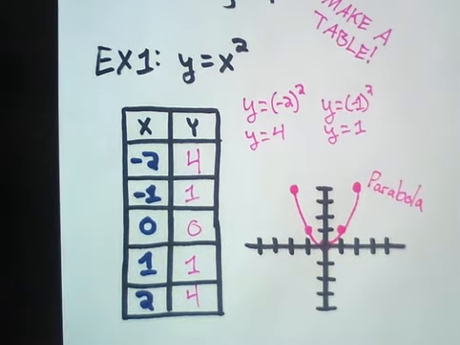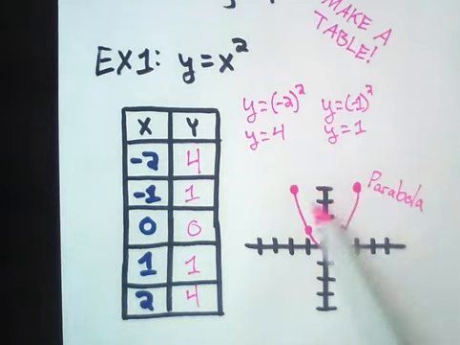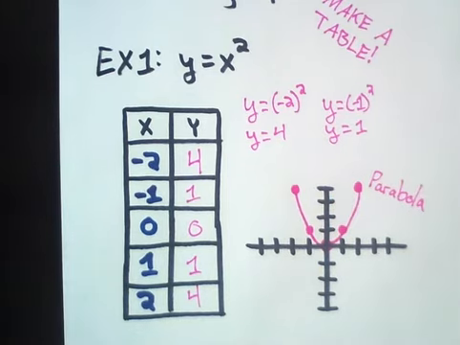So whenever you're graphing a quadratic, it's always going to be a parabola. It's going to be this U shape, and it's either going to open up, meaning the U is facing up, or it's going to open down. In the next example, we'll actually see that.